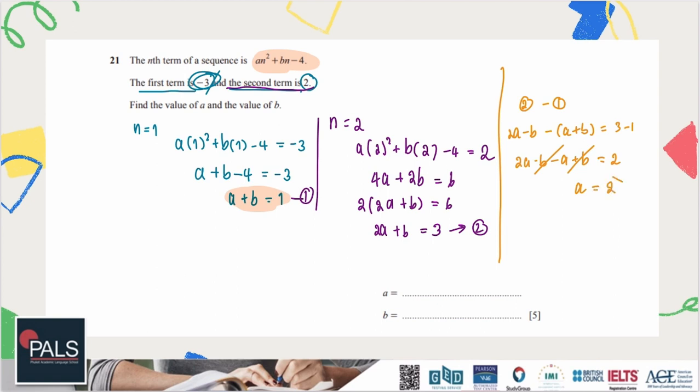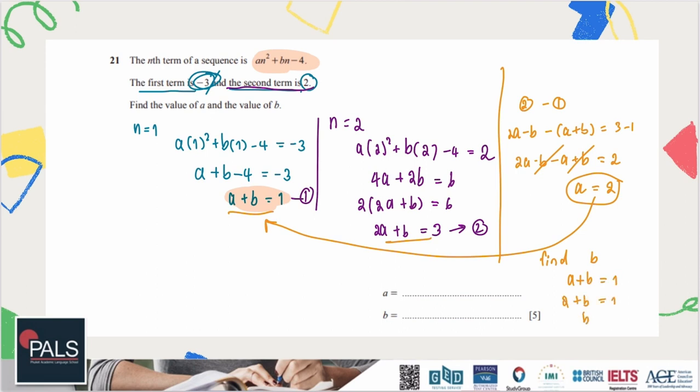And then we will substitute a to find b in this one or this one. So if a plus b equal to 1, and a is 2, so find b. So a plus b equal to 1, so 2 plus b equal to 1. So b equal to 1 minus 2 is minus 1. So the answer: a equal to 2 and b is minus 1.